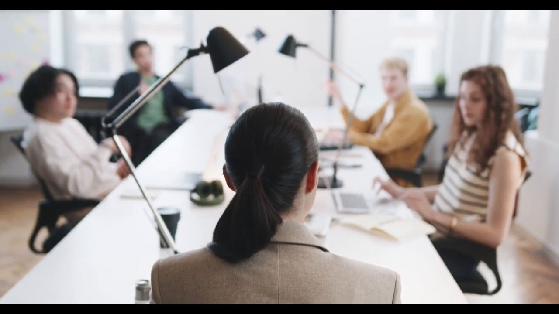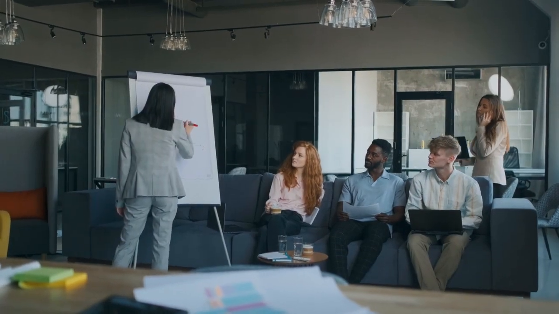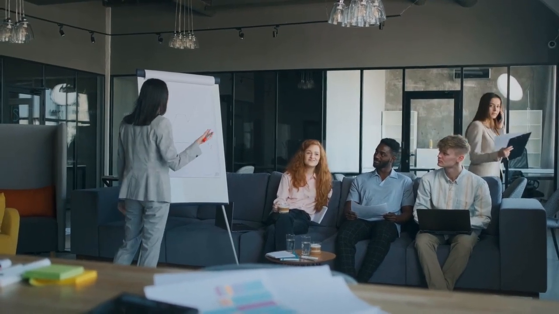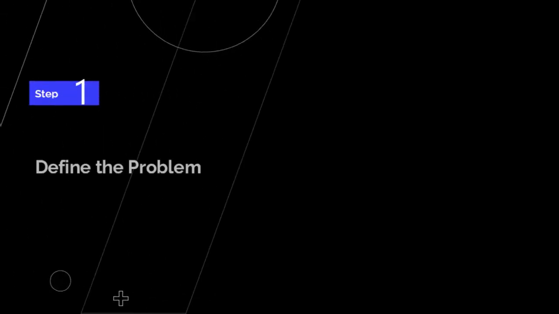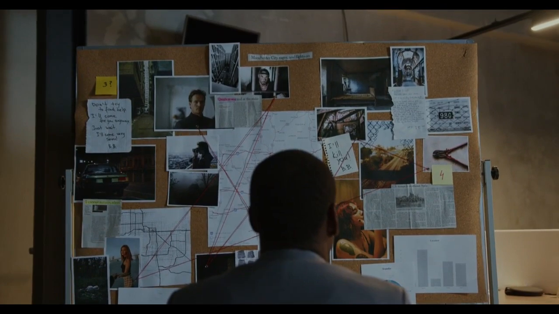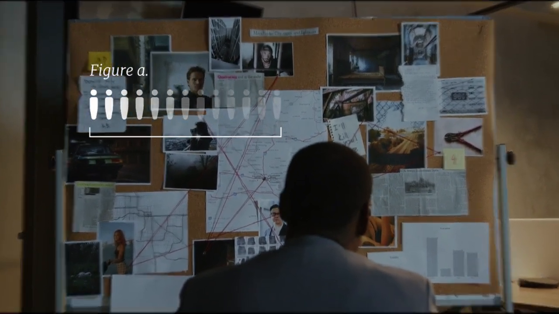Conducting a root cause analysis involves a systematic approach that consists of several steps. While the specific steps may vary depending on the context and problem at hand, the following framework provides a general guideline. 1. Define the problem. Clearly articulate the problem or incident that you want to analyze. This step ensures that everyone involved has a shared understanding of the issue.